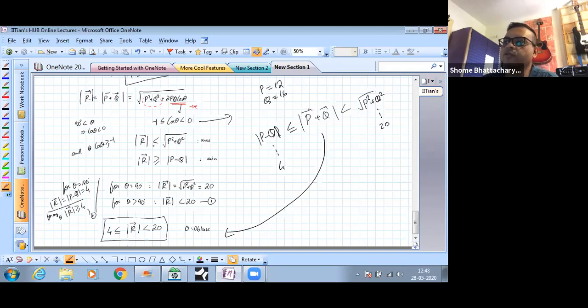Whereas on the other hand, if cos theta was 0, because theta was 90, then it would have been root of P square plus Q square, which is 20. But here it cannot even be 90. It is greater than 90. So your cos theta is never equal to 0. It is less than 0, whereas it's always greater than or equal to -1. So that's why this term is less than root of P square plus Q square, but greater than or equal to the difference. Okay, Hari, hope this is clear.